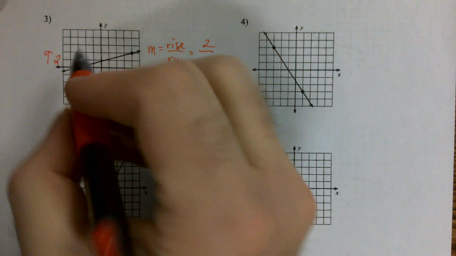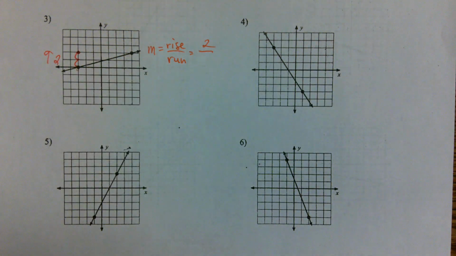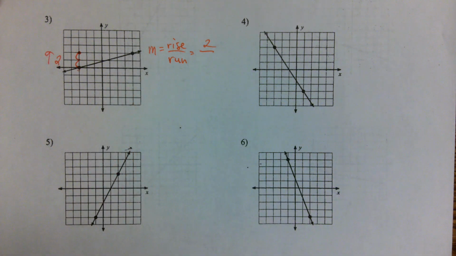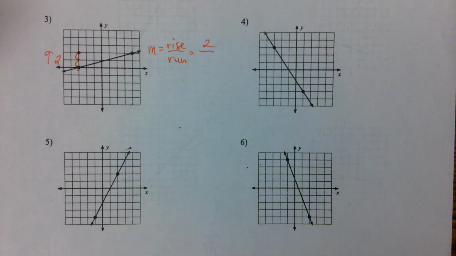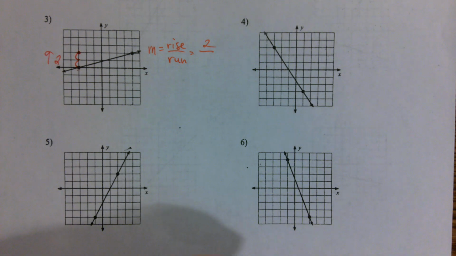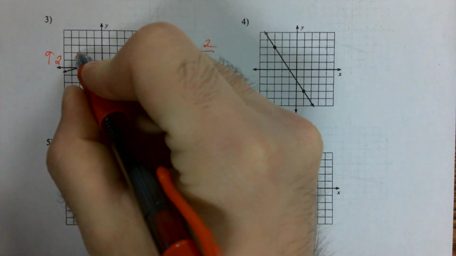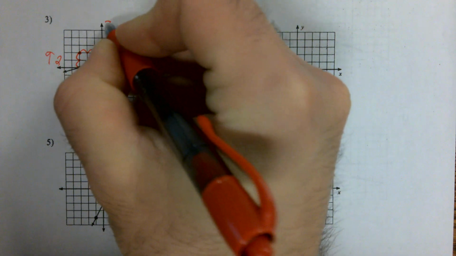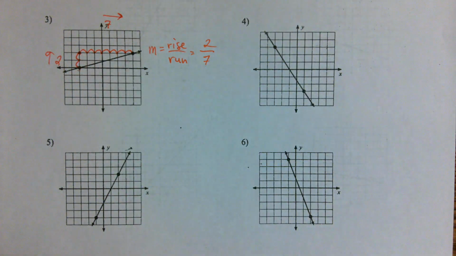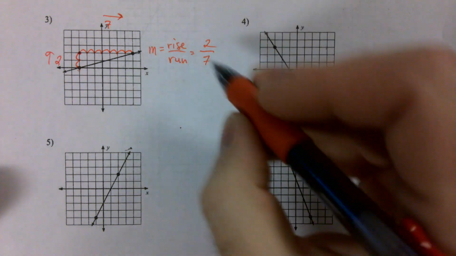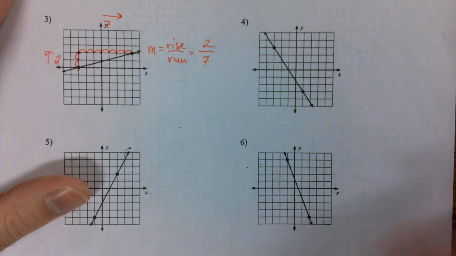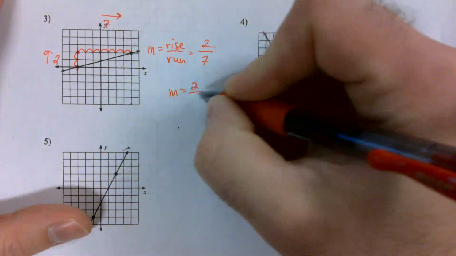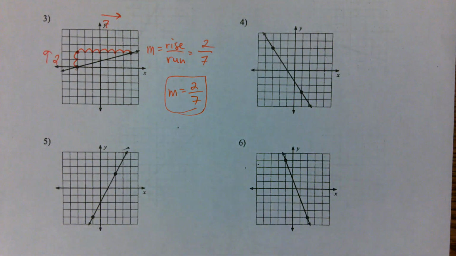All right? Now from this new point that I'm at, I can see that I'm going to run to the right. And if we've done the first 2 steps right, we should always be running to the right, never to the left. And we'll count 1, 2, 3, 4, 5, 6, 7 spaces to the right. I have the fraction 2 over 7. I cannot simplify that at all because 2 and 7 are both prime numbers. So my slope here is 2 over 7.